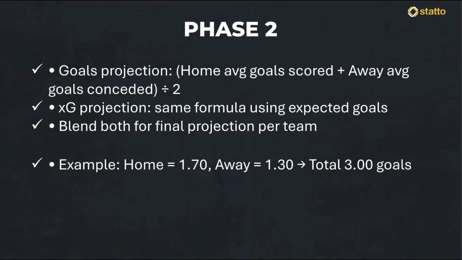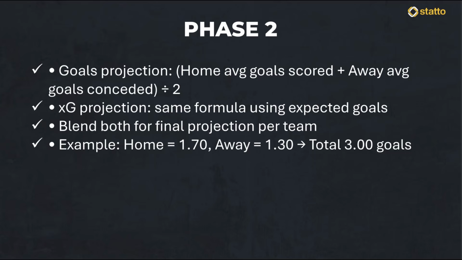Let's look at a concrete example to see how this works on the whiteboard. Imagine a home team that scores an average of 1.7 and concedes 1.2 with an XG of 1.8. Their away opponent scores 1.3 and concedes 1.6 with an XG of 1.4.